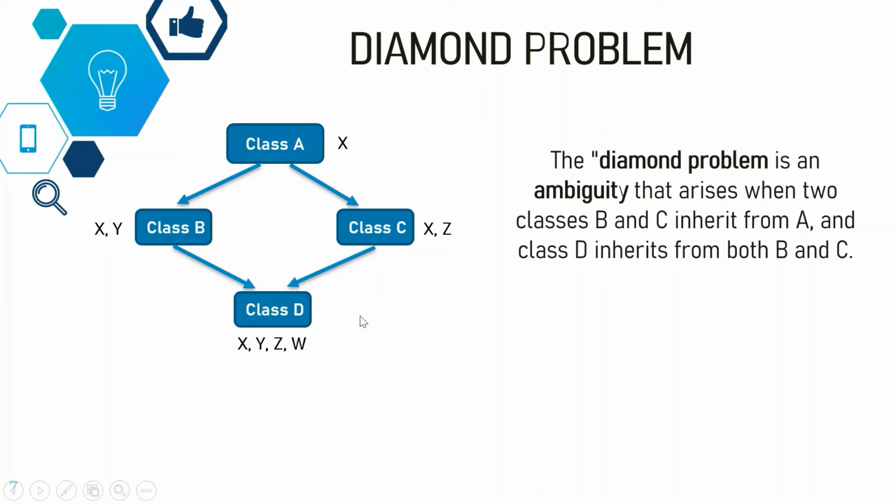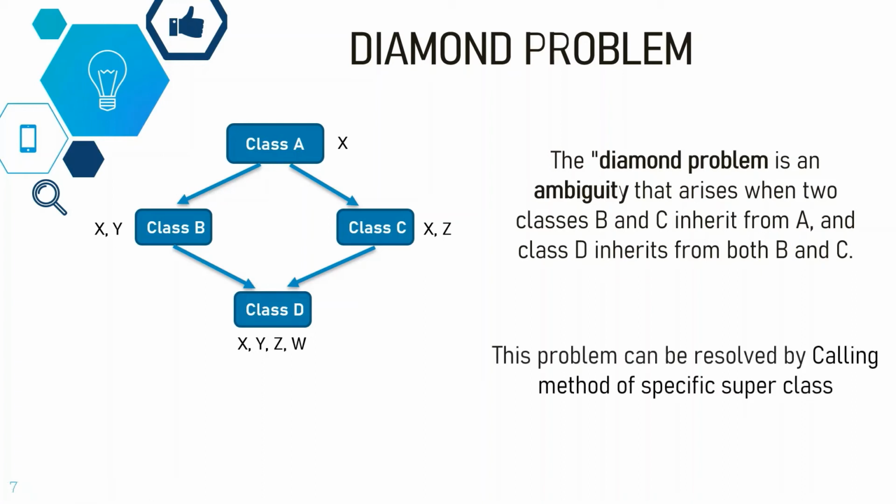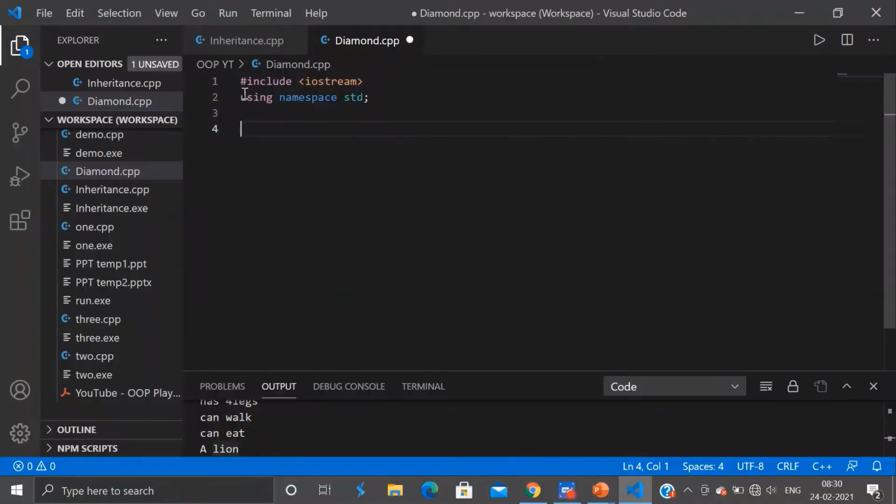Now these three qualities X, Y and Z will be inherited by class D along with having its own unique property. The reason why we say that there is an ambiguity is because this class D does not understand from which class it should inherit this quality X. Should it be class B, class C or class A, and hence it creates an error while programming. And this problem can be resolved by calling the method of a specific superclass.